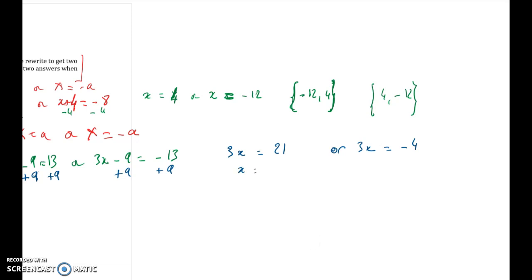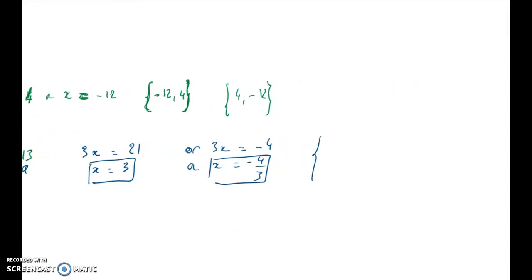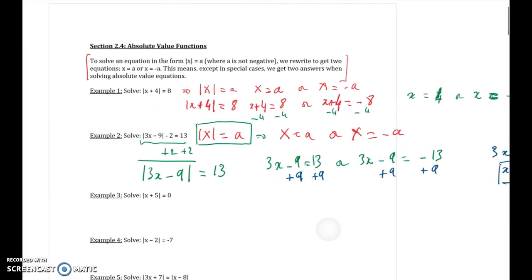Therefore, I end up with x equal 22 divided by 3, or x equal negative 4 divided by 3. Two values of x. The set of solutions is {negative 4 over 3, 22 over 3}. I could also have written it in the other order.